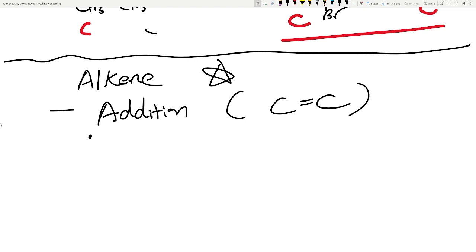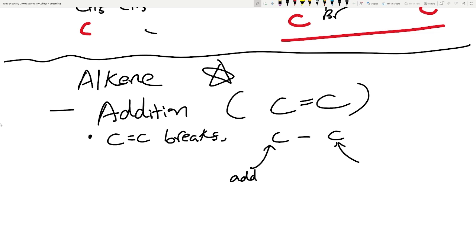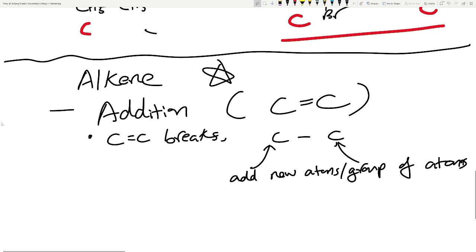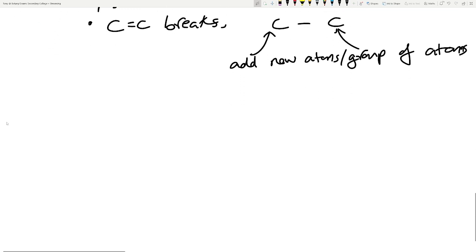So with this addition reaction, the C-C double bond breaks, and then you have this carbon and carbon that used to be double bonded. Now they need something else. So you add new atoms or new groups of atoms onto those carbons and then into the molecule. Then you have done the addition reaction. Okay, so there are quite a few that we need to go through today, so let's just get started.